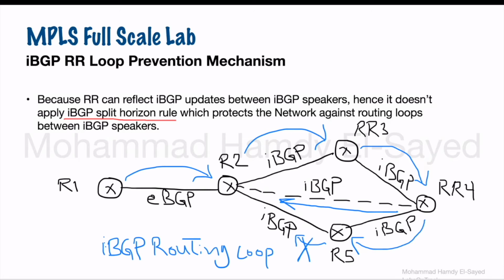It can send the incoming normal iBGP update to a client peer, and if for some reason again the eBGP update stopped being sent from R1 to R2, R2 would be able to accept the incoming iBGP update from RR4. Therefore, an iBGP routing loop would occur again between R2, RR3, RR4, and R2.